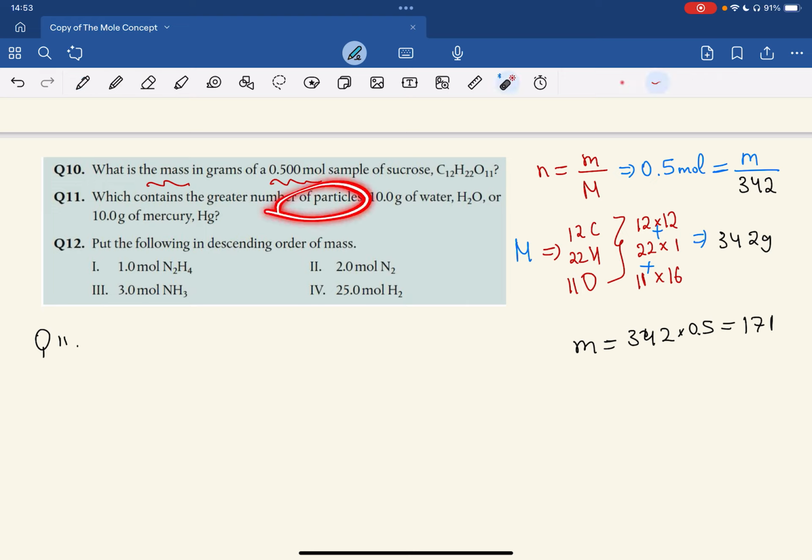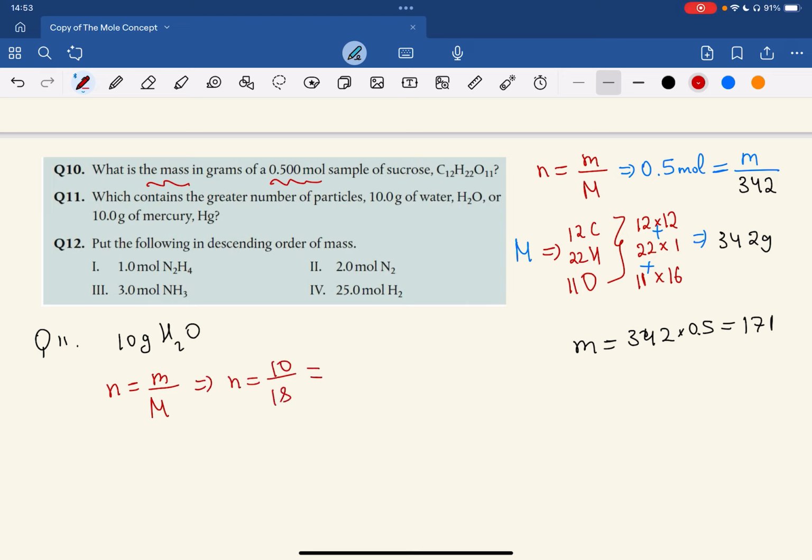All right, for question number 11, it says: which contains the greater number of particles? It asks about the particles, and the masses are given, so we can easily find the moles, which is quite easy. We have 10 grams of water. How do we find the moles of it? We use n is equal to m divided by capital M. So n will be 10 divided by 18, which gives us 0.55, etc.